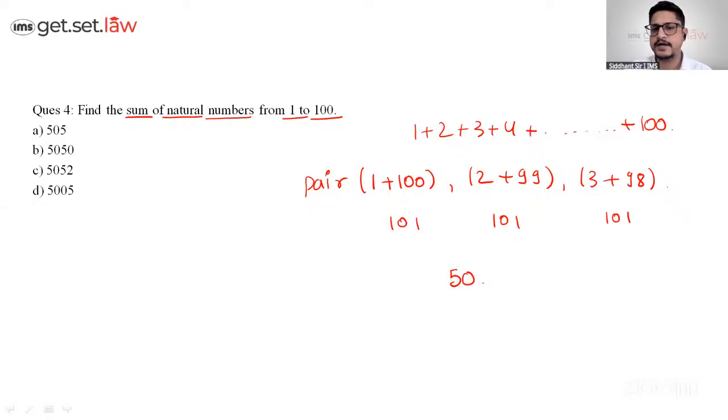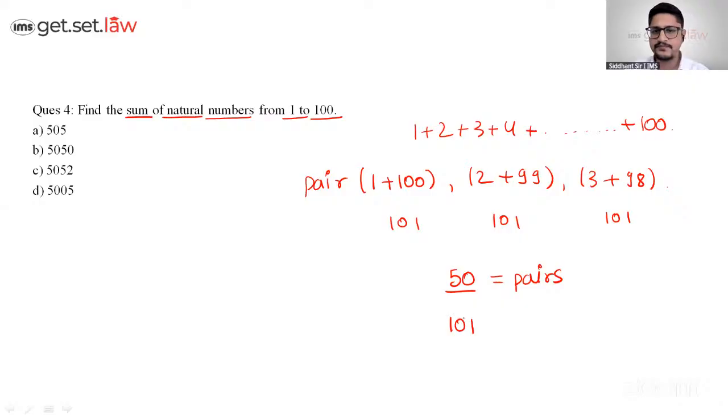So total pairs are 50, right? How many pairs are we going to make? For a total of 100, we're going to make pairs, which gives 50 pairs. Fair enough? Now the sum of every pair, this becomes interesting. The sum of every pair is 101. So if you keep on adding 101 fifty times, you are going to get the answer.